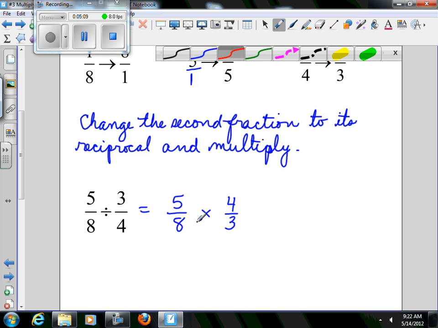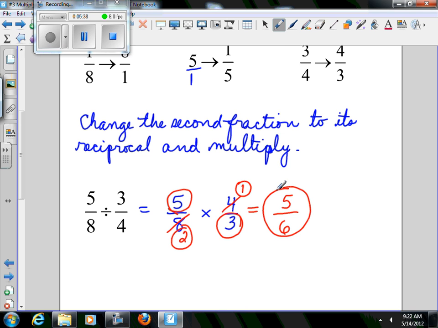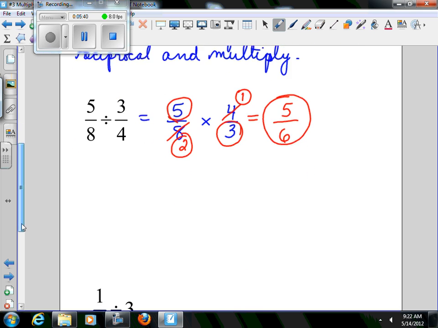Let's see if we can cancel anything out. The biggest number that will go into both 4 and 8 is 4, so let's divide by 4. 4 goes into 4 once, 4 goes into 8 twice. There is no number besides 1 that would divide into 5 and 3, so we're going to be stuck with keeping those numbers as they are. So let's just circle them, and we'll multiply the circled numbers right across. 5 times 1 is 5, 2 times 3 is 6. We end up with 5/6 for an answer.